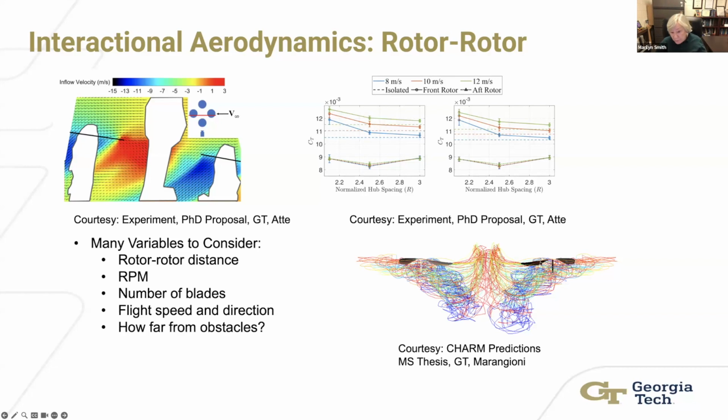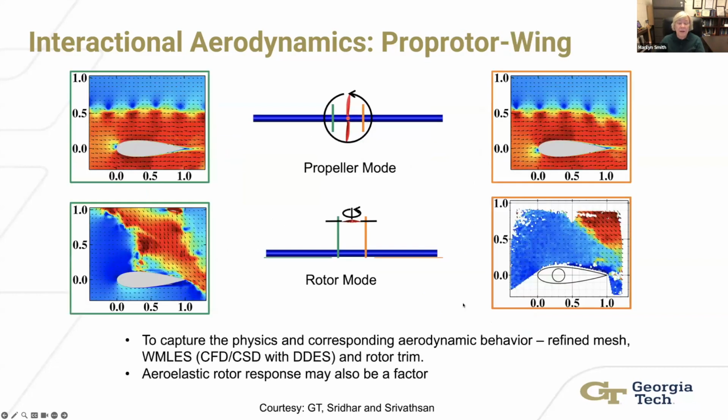You've got to look at them. And here's an example with CHARM where you've got two rotors. You can see the interactions. If they're closer together, these blue interactions actually start interacting together and will impact your performance.